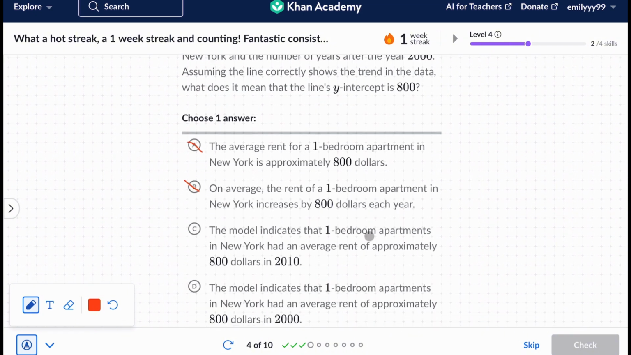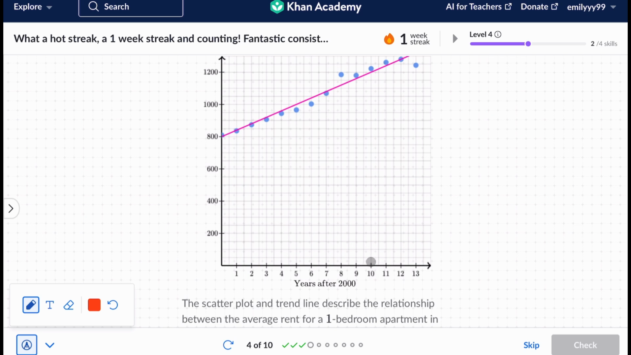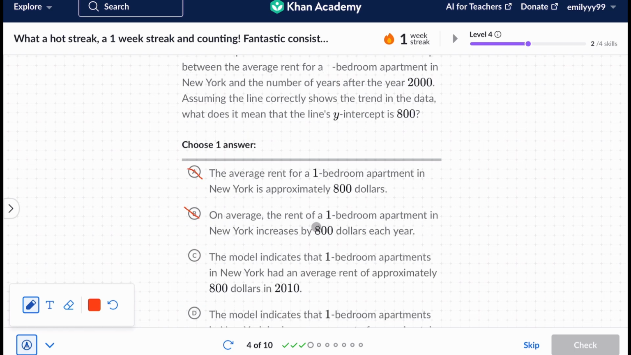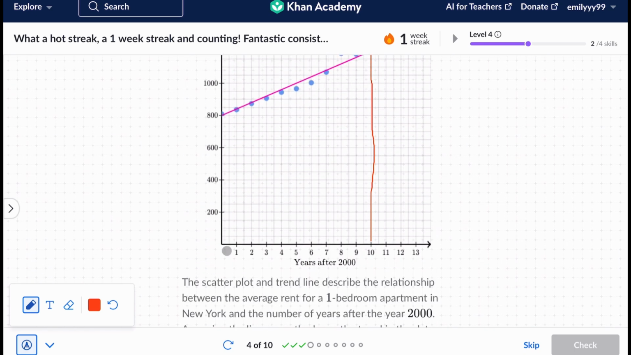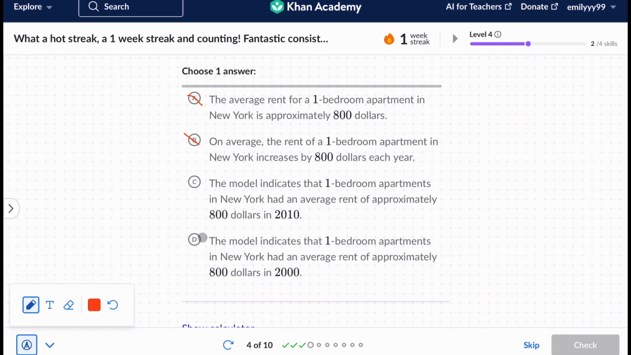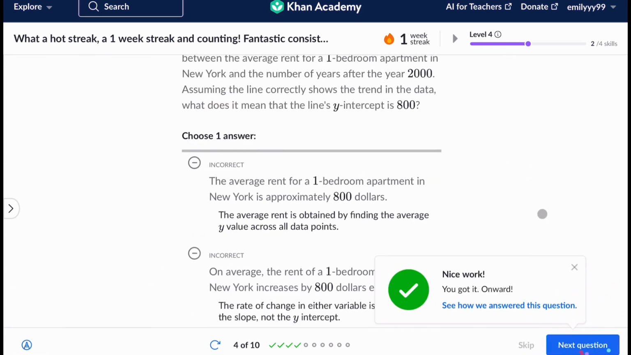So B is wrong. The model indicates that the 1-bedroom apartment in New York had an average rent of approximately $800 in 2010. So if we look at 2010, 10 years after, it was approximately $1,200. So that's wrong. And plus 2010 is not where the chart even starts. It starts at 2000, 0 years after 2000. And so it should be D. Nice.